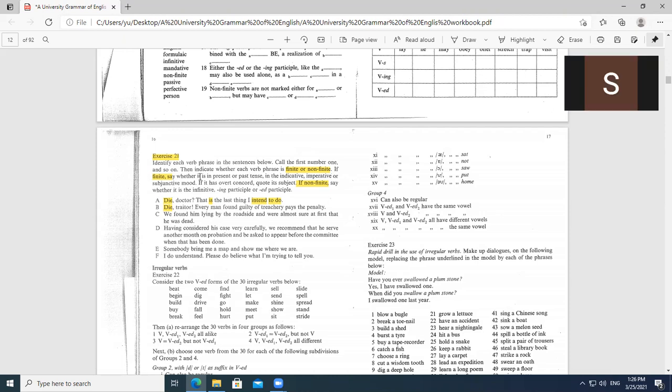He is asking the doctor. But "Die, traitor" is different: he wants the traitor to die. Yes, imperative. So die here is finite. Present or past? Present. The mood is imperative.